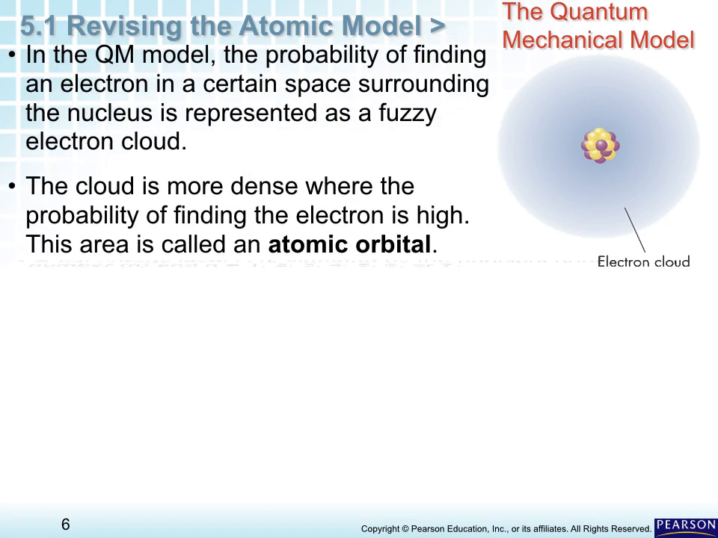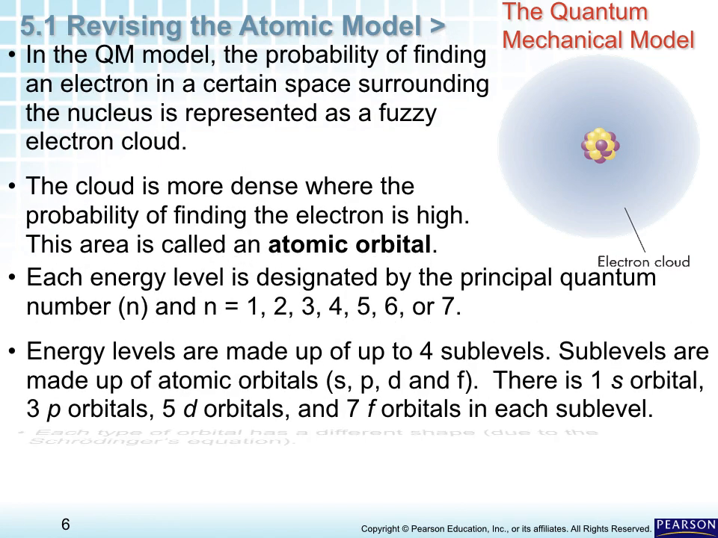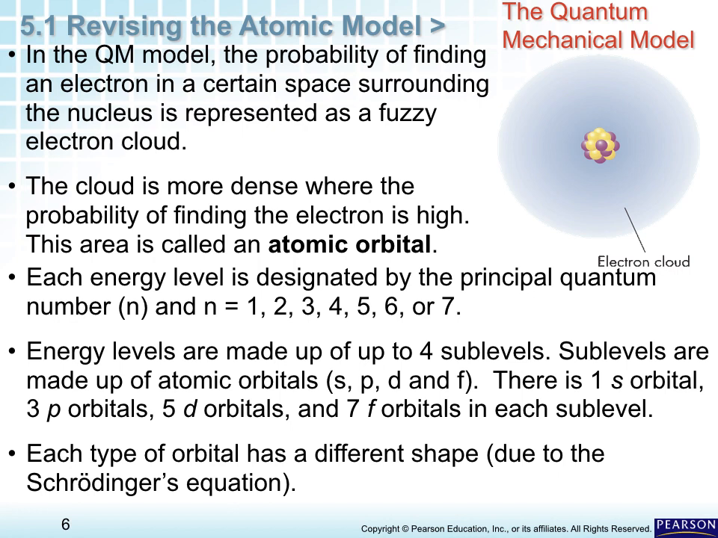So, the QM model. It shows the probability of finding an electron in certain space surrounding the nucleus as a fuzzy electron cloud, as you see in the upper right-hand corner. The cloud is more dense where the probability of finding an electron is high. In this area, they took from an atomic orbit and they changed it to what's called an atomic orbital.